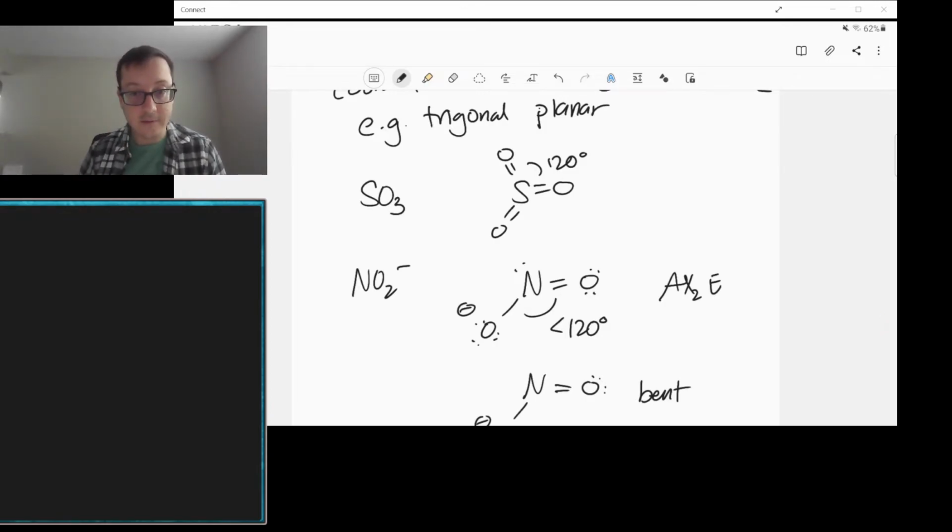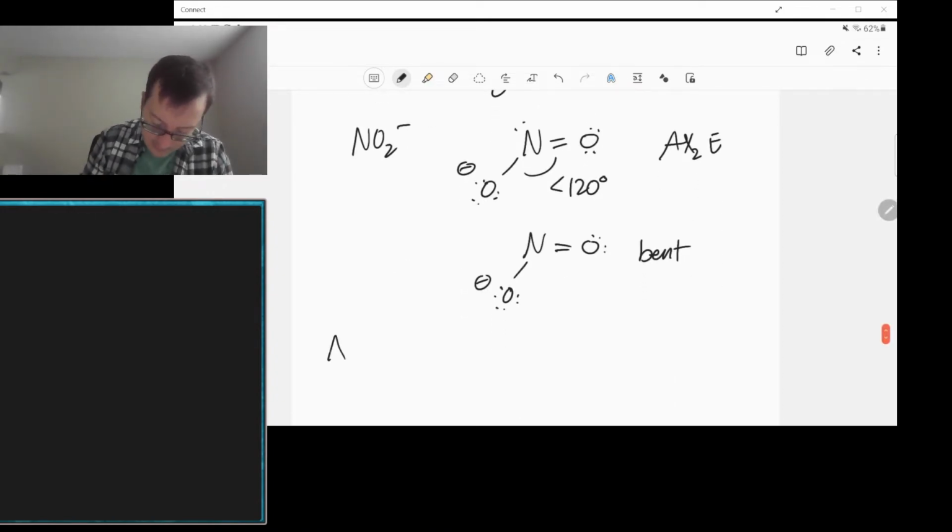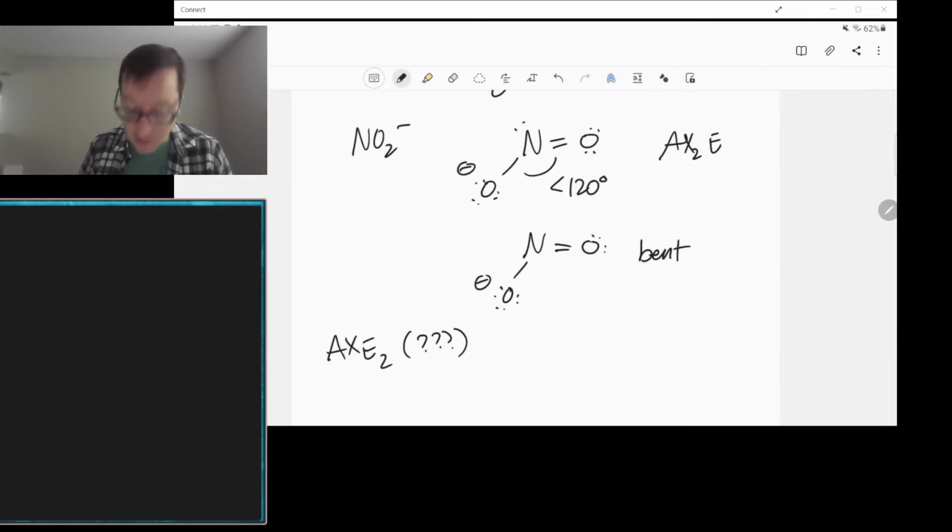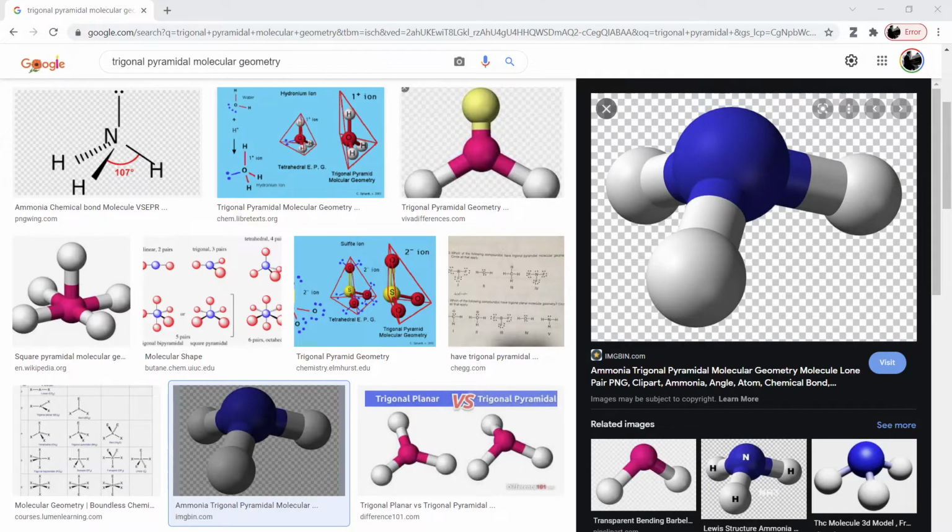So, easy. If we did have something that was AX2 or AXE2, that would fall under the category of linear as well. Only one outer atom, so it's going to be a linear thing. But I can't think of anything that would fall under this category. All right, let's just Google it. Let's see what we get. Let's take a look.